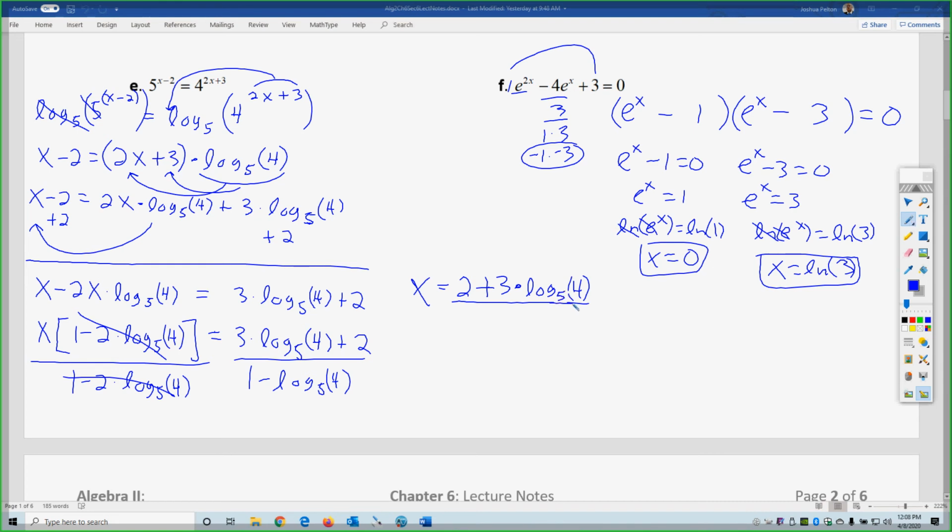All right, so on bottom I have the 1 minus 2 log base 5 of 4. Oops, looks like I lost the 2 right there. All right, so pause the video. Try page 2 for yourself.